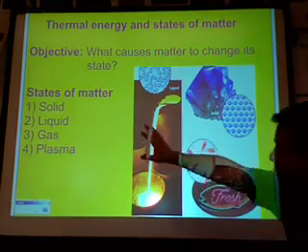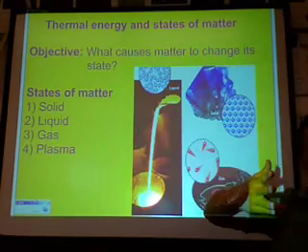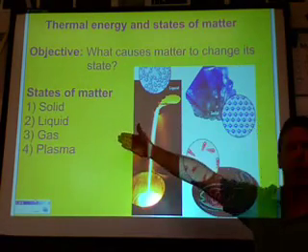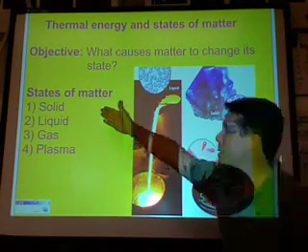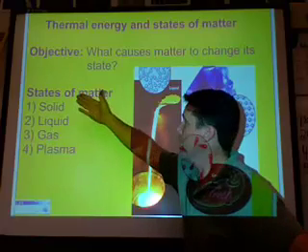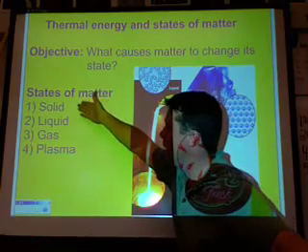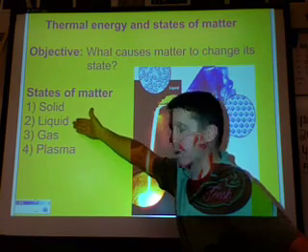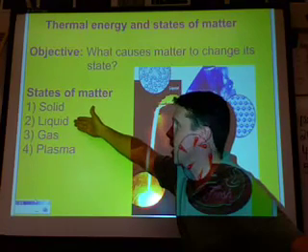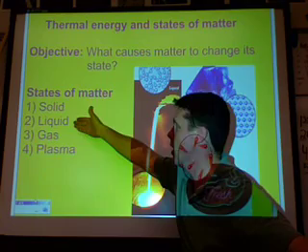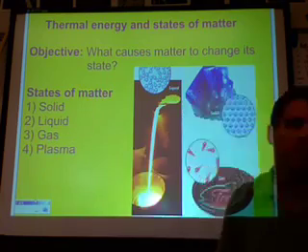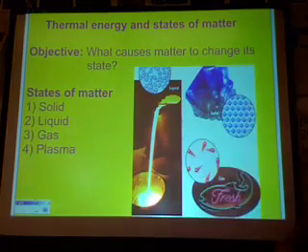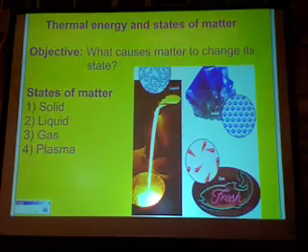So if it's mercury, it's going to be liquid at room temperature. If it's aluminum, it's going to be a solid at room temperature. Either way, if it's aluminum, we're going to need to add heat to turn it to a liquid. If it's mercury, we're going to need to add heat to turn it from its normal state of liquid into gas. But as you add and subtract heat, it moves from one state to another.